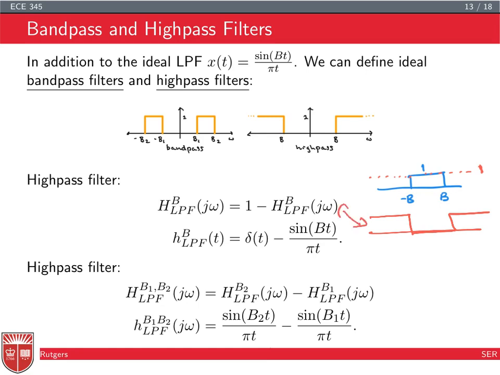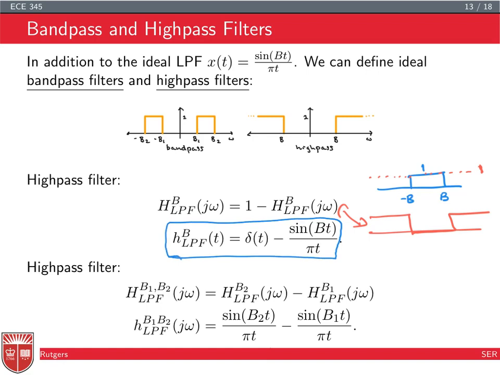This is why, when I do the inverse Fourier transform, or inverse CTFT, of 1, it is delta t, and the inverse Fourier transform of the low-pass filter is sine Bt divided by pi t. So this is how you get what the impulse response of a high-pass filter should look like.